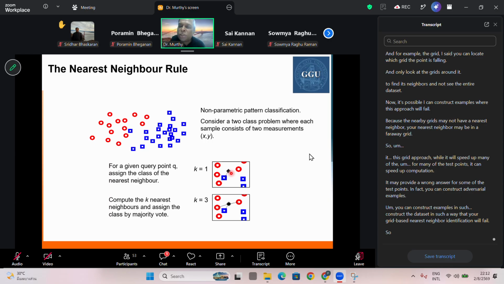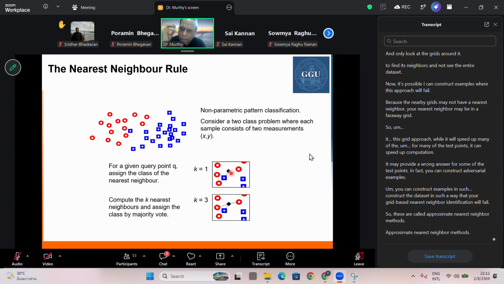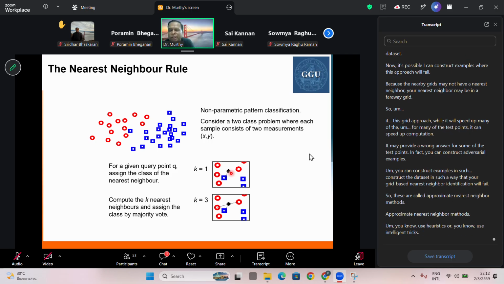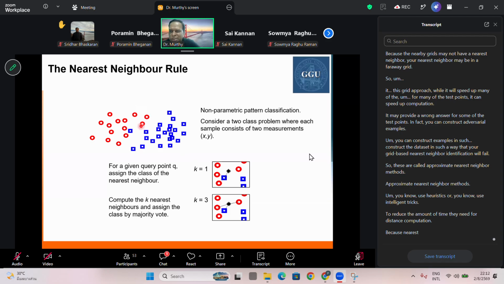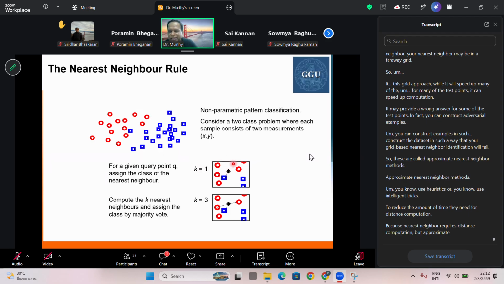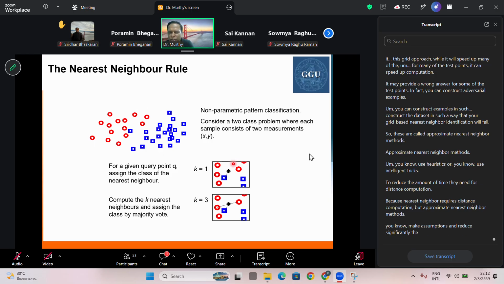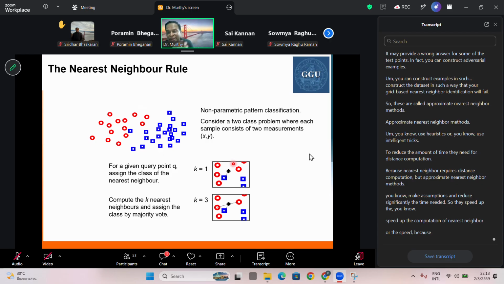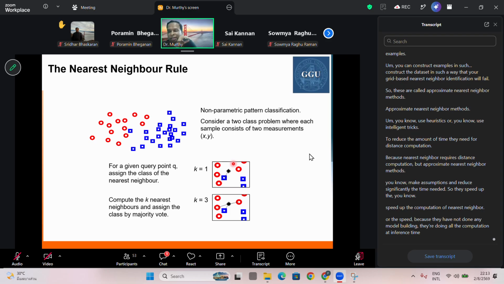So these are called approximate nearest neighbor methods. Approximate nearest neighbor methods use heuristics or intelligent tricks to reduce the amount of time they need for distance computation. Because nearest neighbor requires distance computation, but approximate nearest neighbor methods make assumptions and significantly reduce the time needed. So they speed up the computation of nearest neighbor, because they have not done any model building. They're doing all the computation at inference time. Nearest neighbor is typically a slow technique.